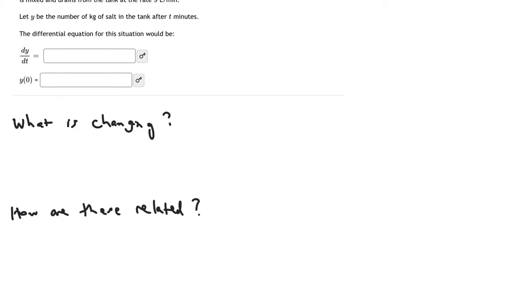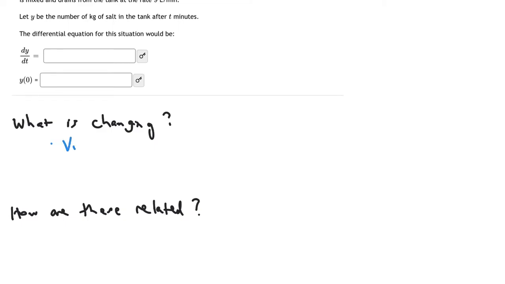So when we're trying to model with a differential equation, the two questions we should ask are, in this situation, what quantities are actually changing? And then secondly, how are the changing quantities related to each other? So this is always where we'll start. In this case, there are a few things changing.